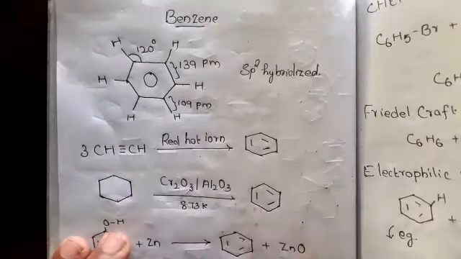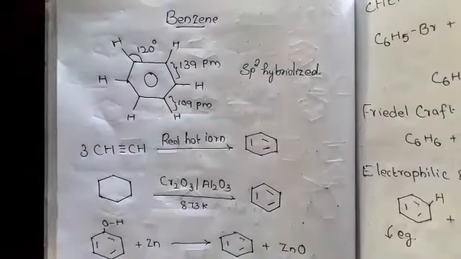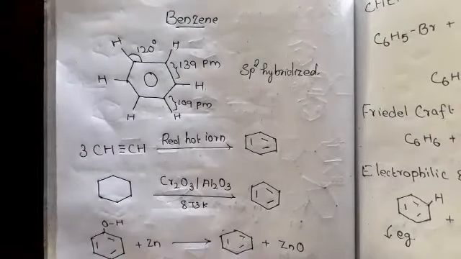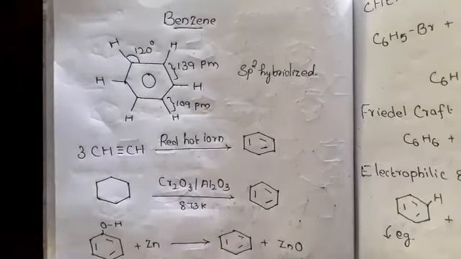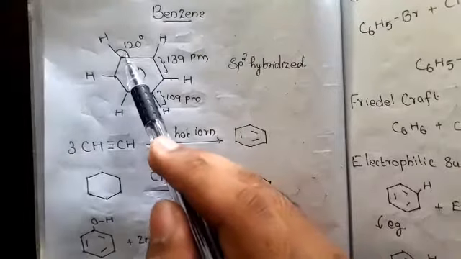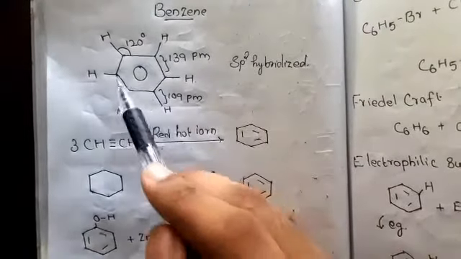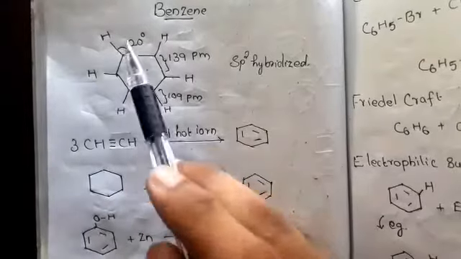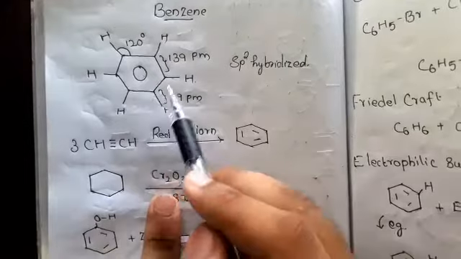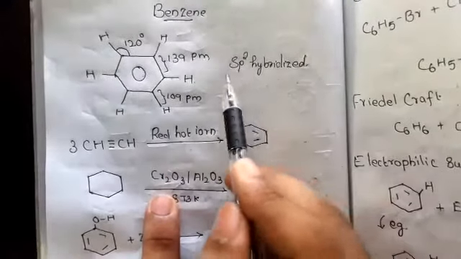So the next topic from the hydrocarbons is benzene. Benzene is the simplest aromatic organic compound, which has a six-membered ring structure. It has carbons 1, 2, 3, 4, 5, 6. It is a six-membered ring, so it is planar. It has delocalized pi electrons. All carbons are sp2 hybridized.